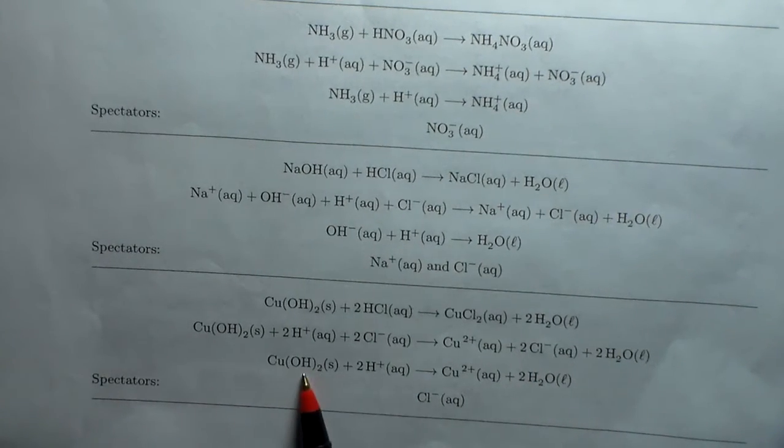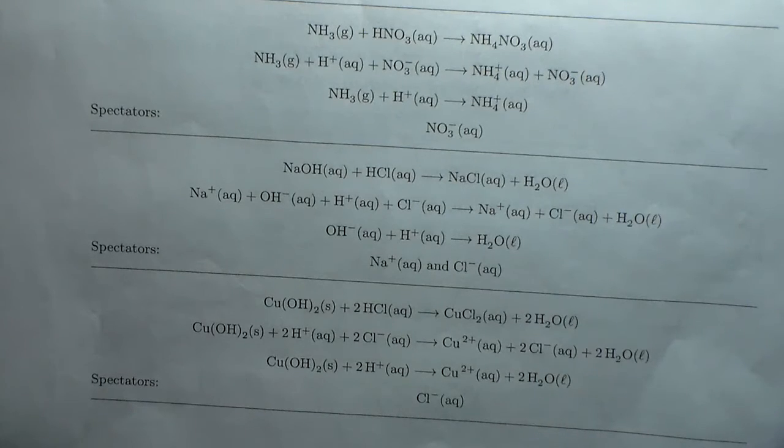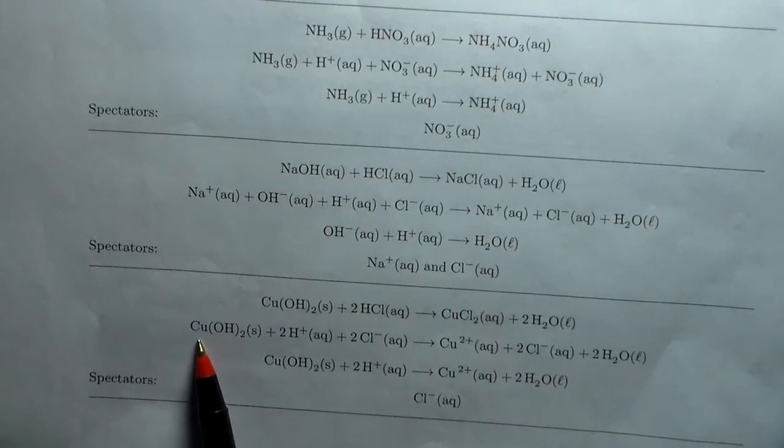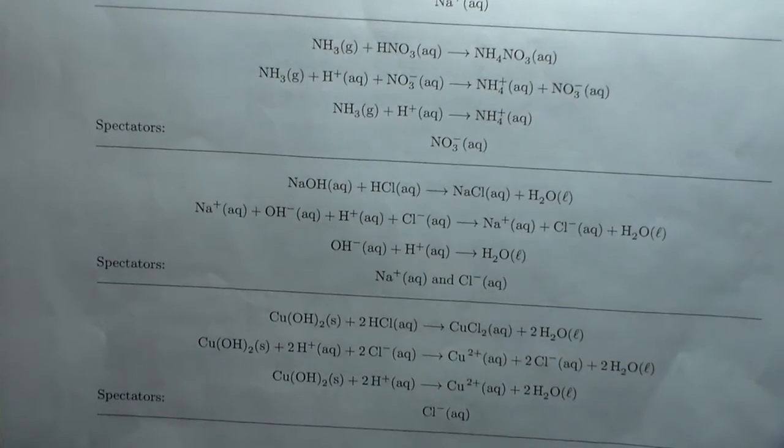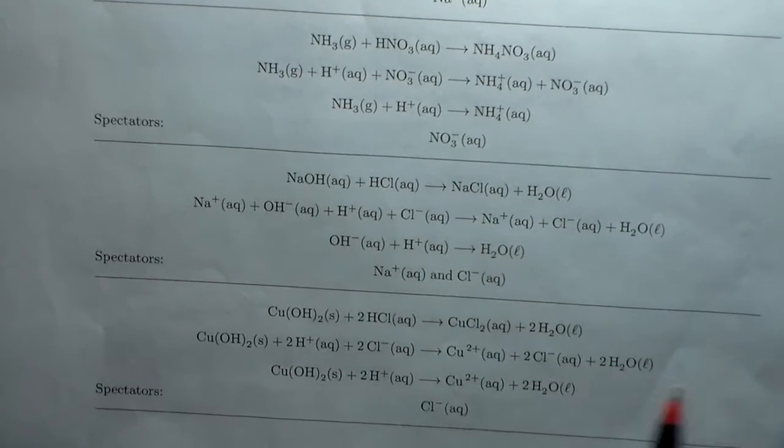And then I just have to look at what my spectator ions are. So copper hydroxide, that's obviously different. Here I have the copper in the solid form. Here I have it in the +2 form. My 2 hydrogen ions, they're not on this side.